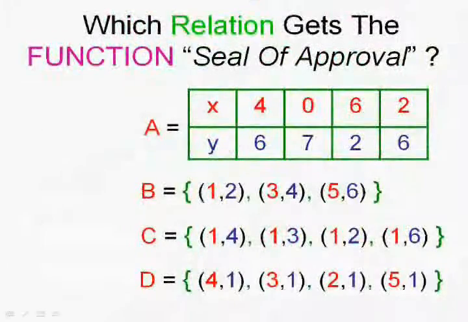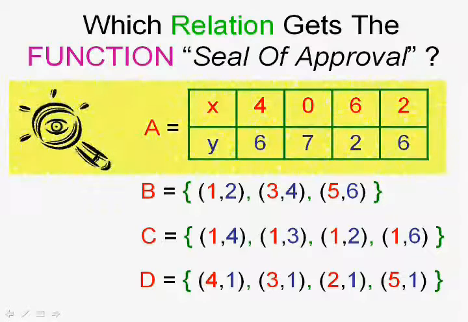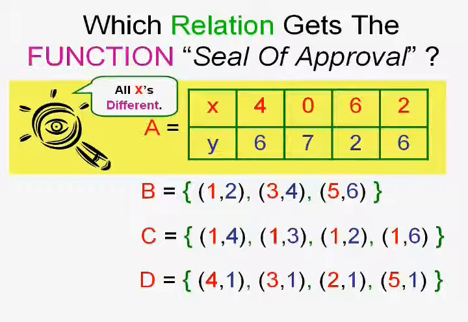For instance, relation A. Is every x mapped to only one y? Or are all the x's different? And son of a gun, they are. All the x's, 4, 0, 6, and 2, they are all different. Now, 2 of them are mapped to the number 6. 4 is mapped to 6, and 2 is mapped to 6. But each of those elements, 4 and 2, is only mapped to one number. So as long as each x only has one answer, then you do have a function.